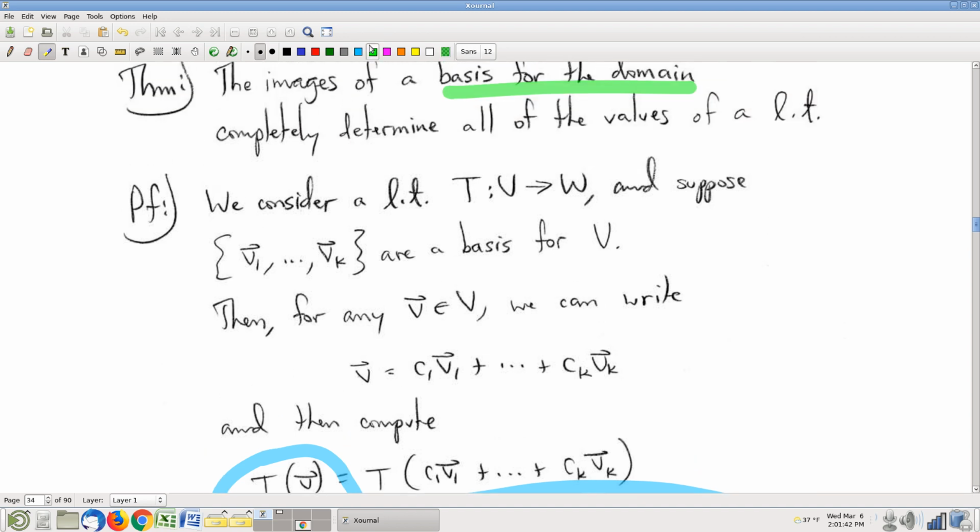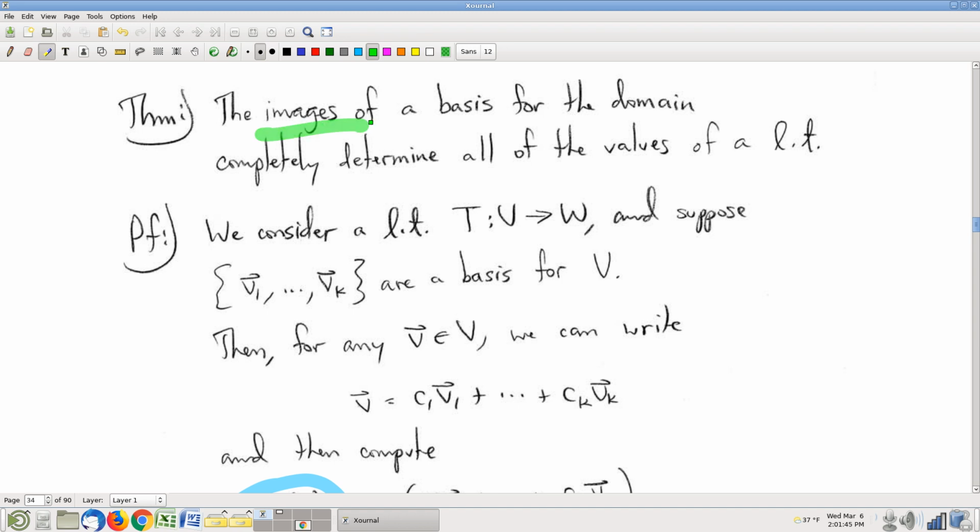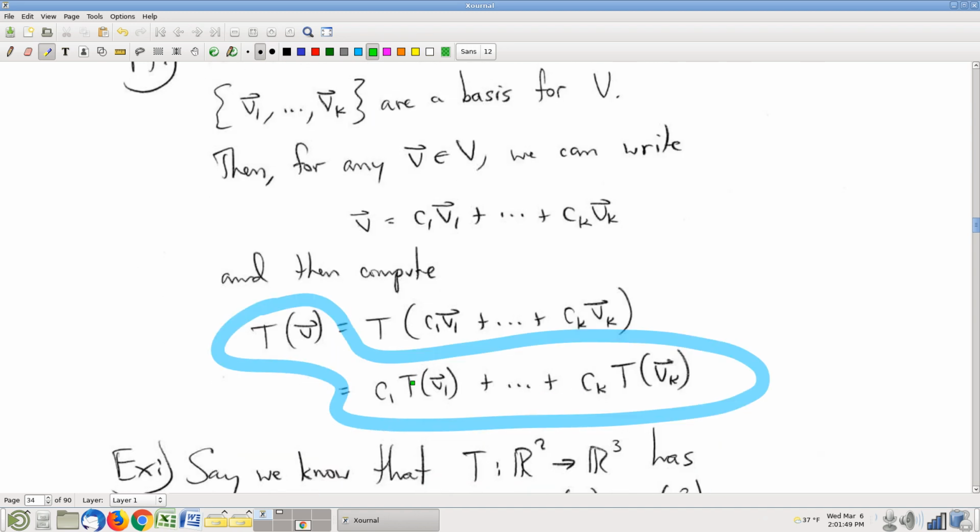Keep in mind, the premise of this question is, suppose you know the images of a basis. So by assumption, I know T of v1 through T of vk. I know all those. Well, then, simply by virtue of knowing what vector we're talking about, namely by knowing its coefficients, I know everything in this formula for T of v. So at this point, you give me any vector v, whatever vector, I don't care, any vector at all, I can find those coordinates, c1 through ck, plug into this formula in which I know these images, and I can therefore compute T of that vector v. Always works.